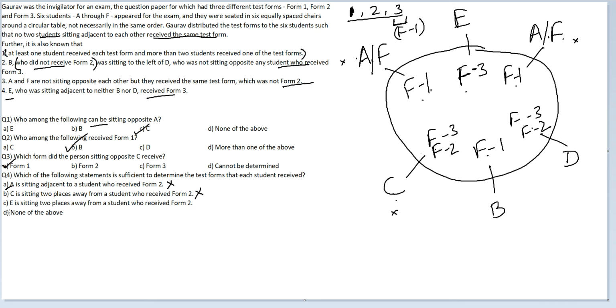Let's go to option C. E is sitting 2 places away from the person who received form 2. If E is sitting 2 places away from the person who received form 2, it could be C, it could be D. If we take the case of D, D has received form 2, C can still receive the other 2 forms. You don't know which precise form C has taken up. Or if we are taking C in comparison to E, for C we would know F2, but for D we would still not know whether F3 or F2. So we are still unsure as to which form every student has taken. So this is also not the answer.